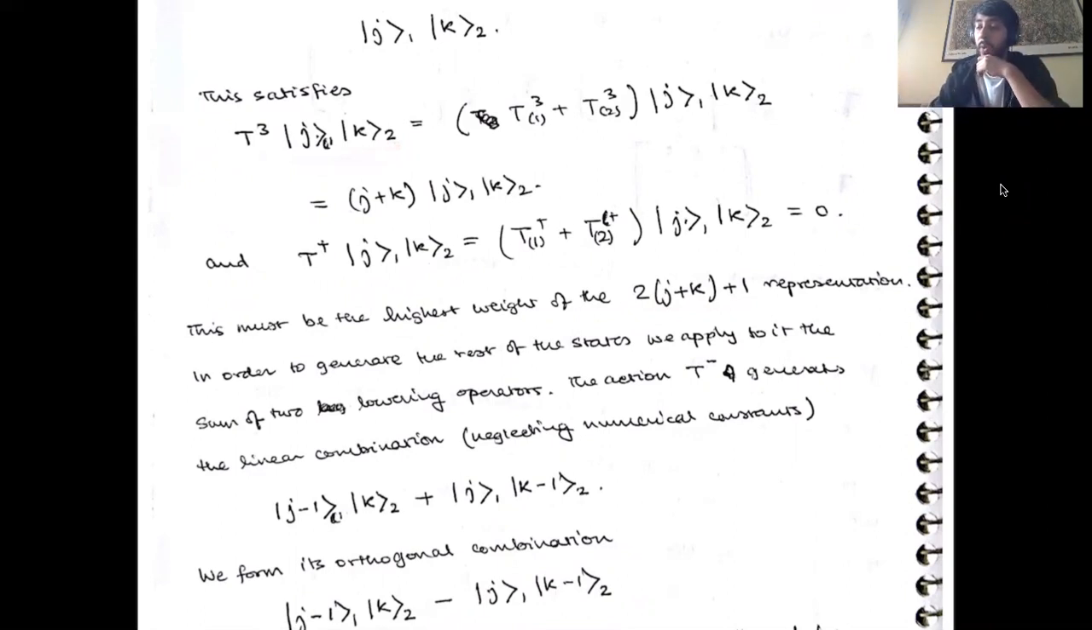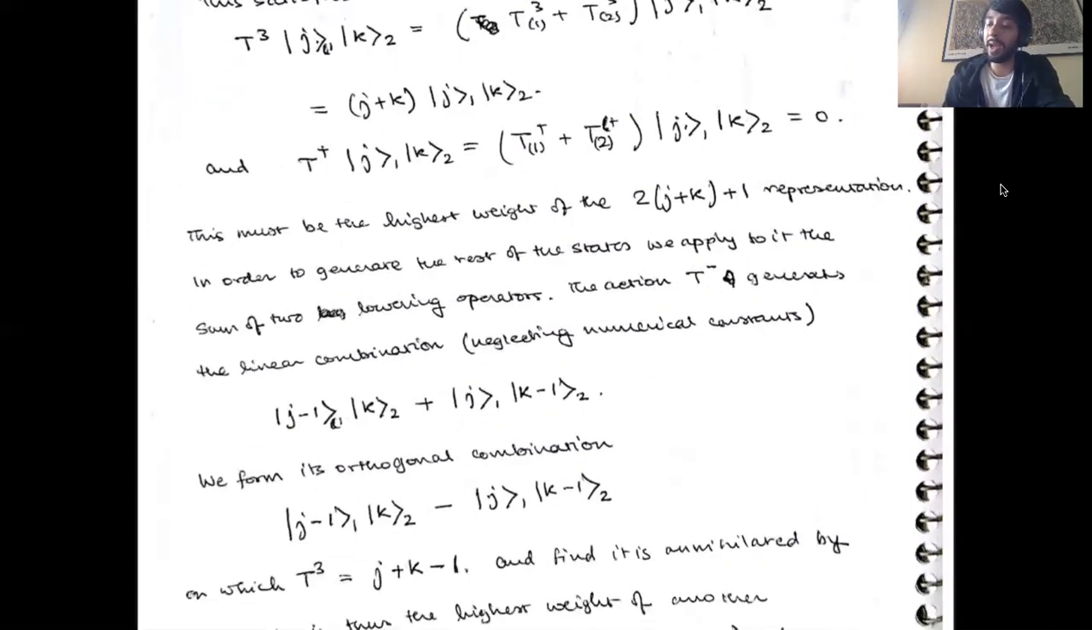So what we are doing is acting with T minus on this. If we just drop what the numbers are in front, it is going to lower this one and it's going to lower this one. So it has to be some combination of J minus 1, K and J, K minus 1. Now suppose we look at its orthogonal state. That just means that the sign here will be flipped.